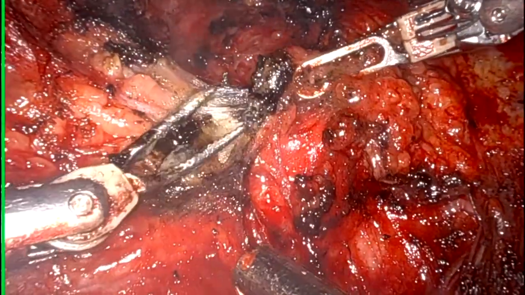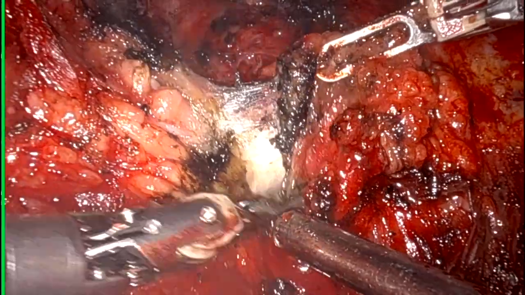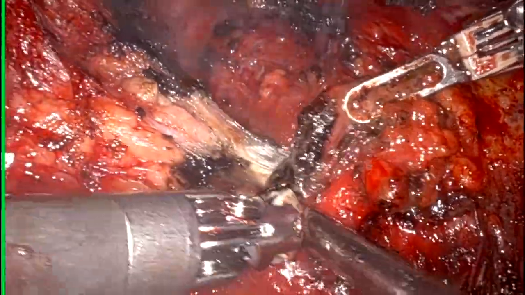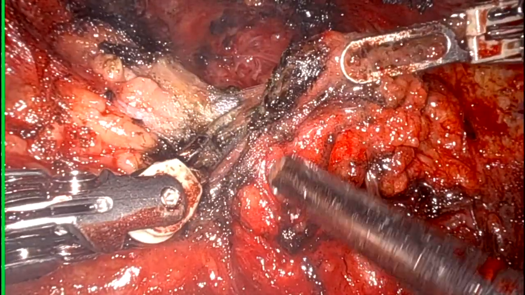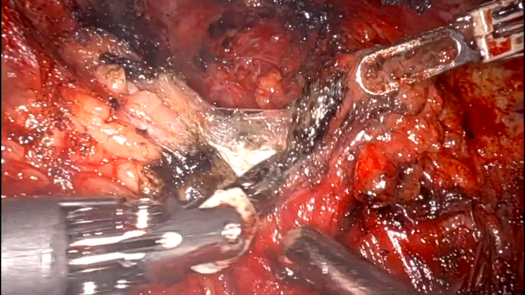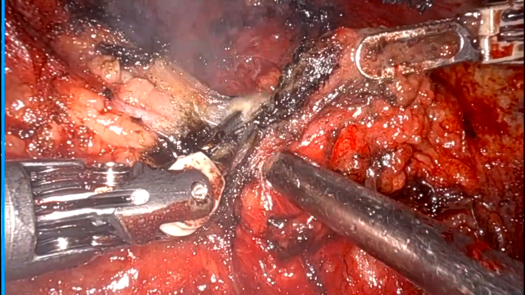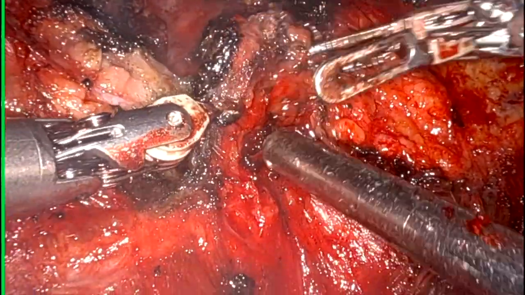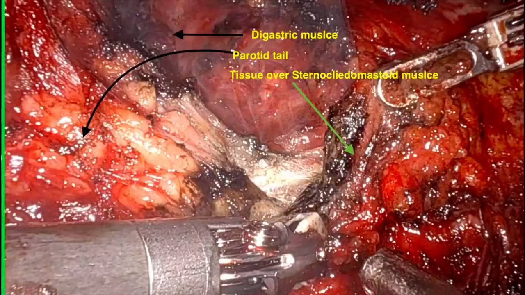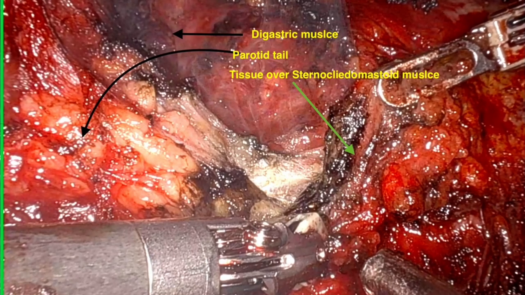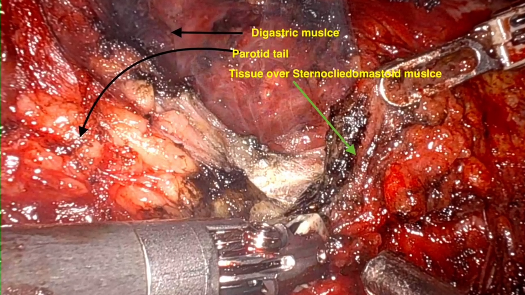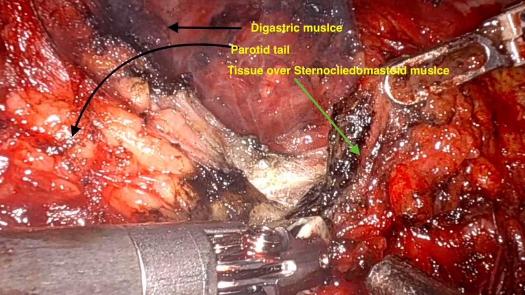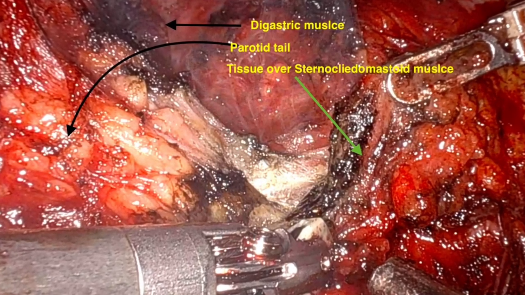After 1A, 1B resection, now we are ready for level 2A resection. Right now, I am separating the tail of the parotid from our specimen. So, the left side is the tail of the parotid. For better orientation, see this picture. From top to bottom, we have the digastric. Then, on the left side, we have the parotid tail. And what I am dissecting now is the green arrow, that is the tissue over the sternocleidomastoid muscle.